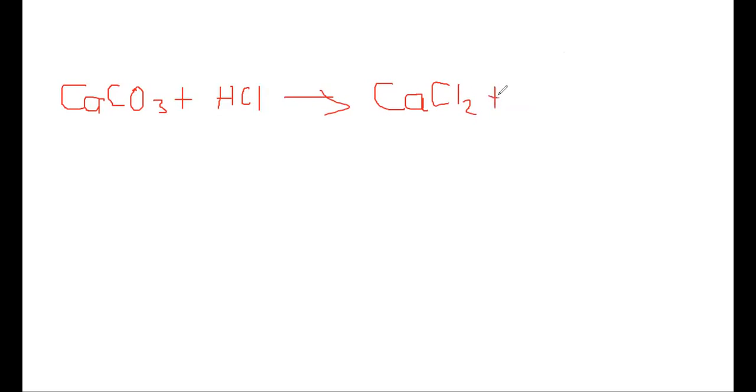Plus you've got your carbon dioxide plus water. To balance this, you put a 2 here. 2 is for balancing. So if you check your calcium, 1, calcium 1; carbon 1, carbon 1. Your oxygen is 3; oxygen here is 2 plus 1, which is 3. Your hydrogen here is 2, your hydrogen here is 2. Your chloride is 2, your chloride here is 2, so it's balanced.